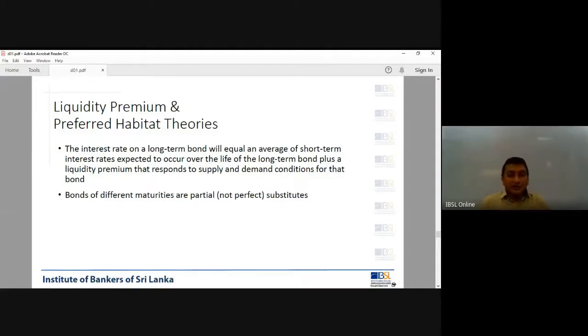So these demand conditions that we are looking at is the segmented explanation. Here, bonds of different maturities are partial substitutes. In the expectation hypothesis, they said it's perfect substitutes. In the segmented market hypothesis, it said no substitutes. But liquidity premium says it is partial. Yes, you can substitute it, but then you have to have an adjustment for the liquidity premium. Preferred habitat, I will explain very clearly as we move on.